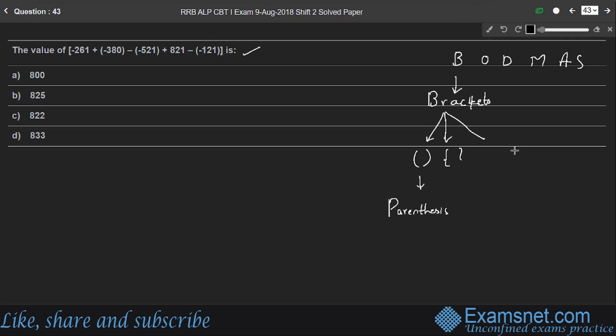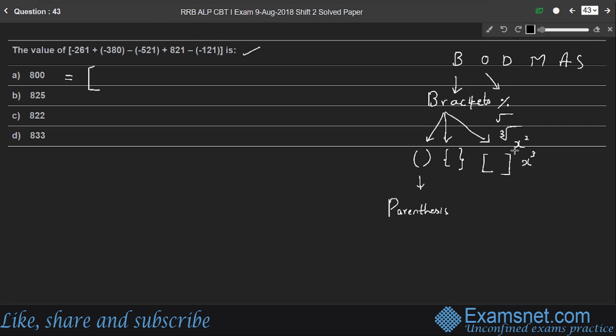Following that, the flower bracket, and next the square bracket. Here the square bracket will remain as it is. After removing the brackets, we have to go for the of part. There is no of part like percentage, square root, cube root, square or cube in this question, so no need to go for the of part.